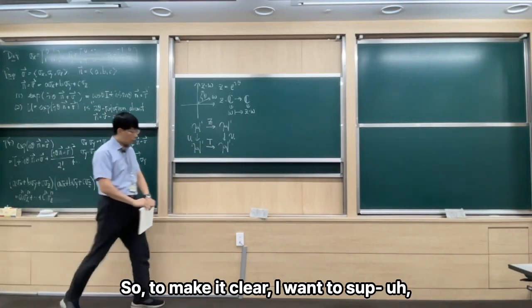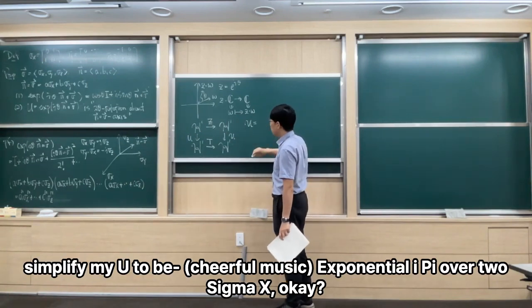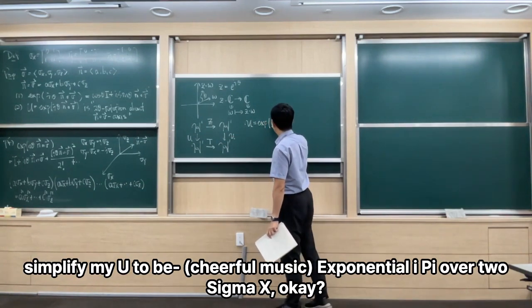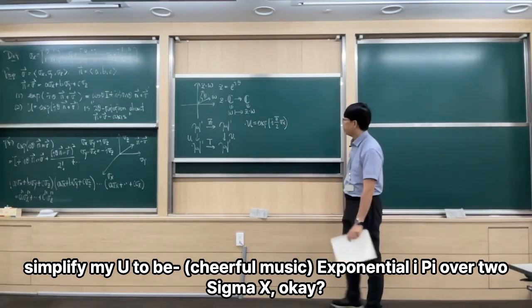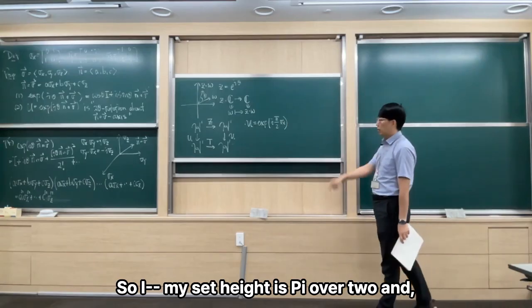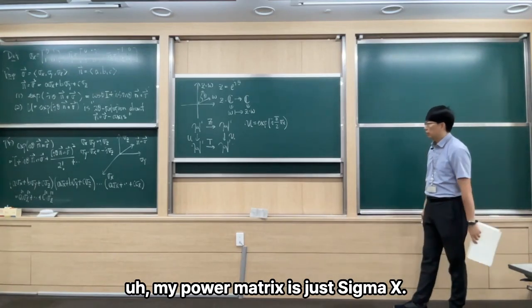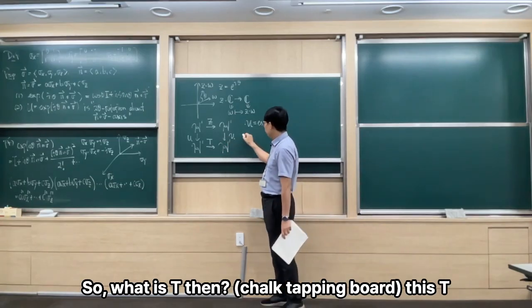So to make it clear, I want to simplify my U to be exponential i pi over 2 sigma x. Okay. So my theta is pi over 2, and my Pauli matrix is just sigma x. So what is T then?